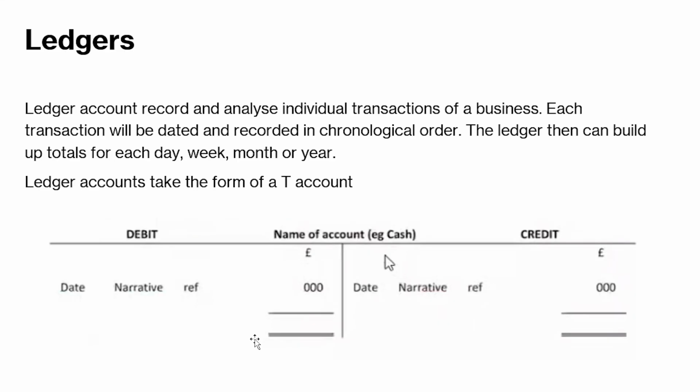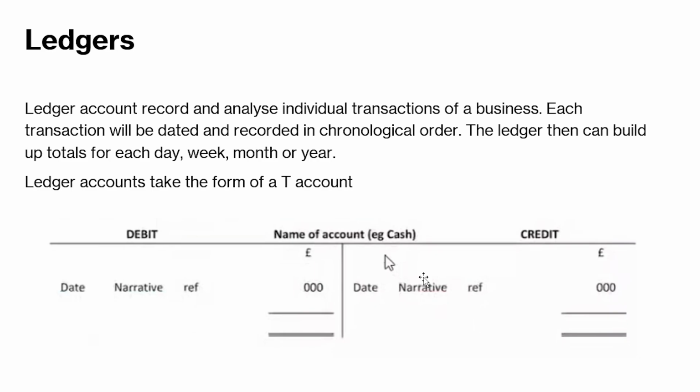Ledger accounts take the form of a T account. So basically it's a big T, as you can see here. On the top of the ledger account we have the name, such as cash. It can be inventory, motor vehicle, buildings, rent. The name could be anything up here. And then we've got the left hand side and the right hand side. The left hand side is debit and the right hand side is credit.